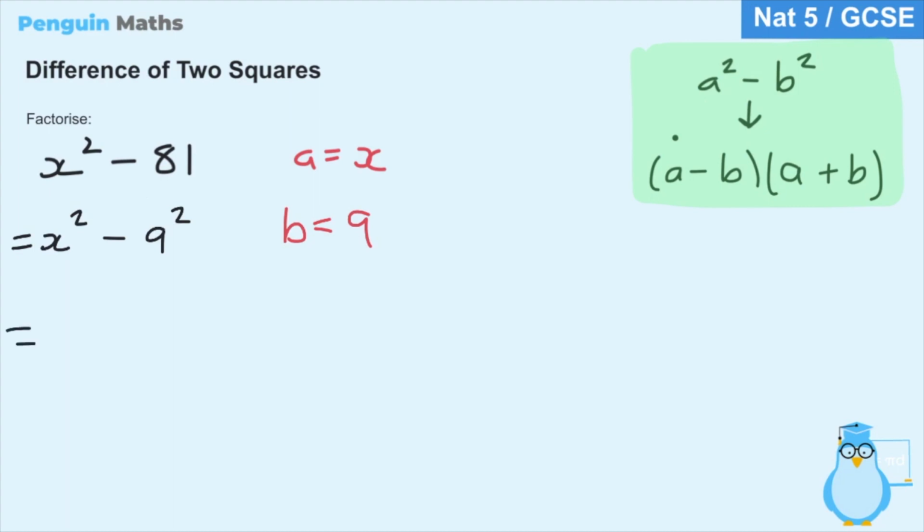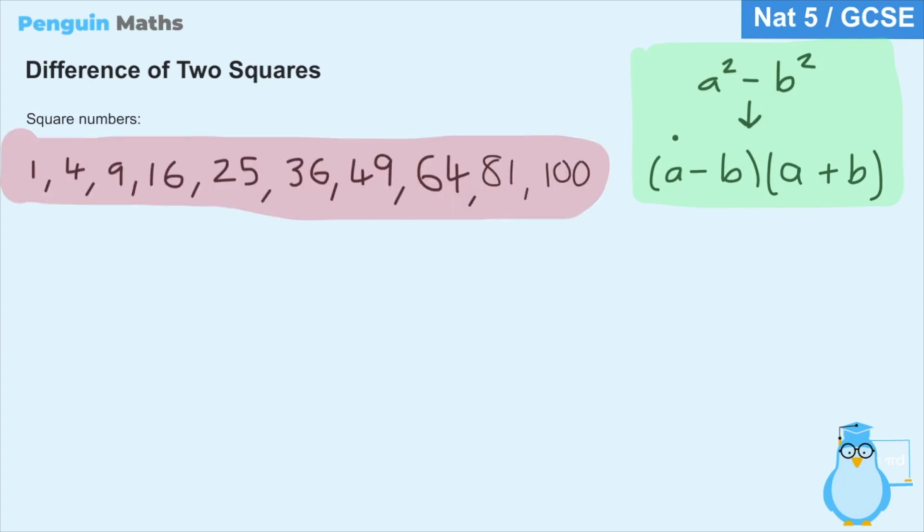And then finally, if we want to factorise this as a difference of two squares, our first bracket is just going to be x minus 9, x plus 9, to put it into the form of A minus B, A plus B. So one of the main things to look out for when performing difference of two squares factorising is these square numbers, because if we have a number by itself and we want to put it in the form of A squared minus B squared, then we have to make sure that this number is a square number so that we can put it into the form A minus B, A plus B.